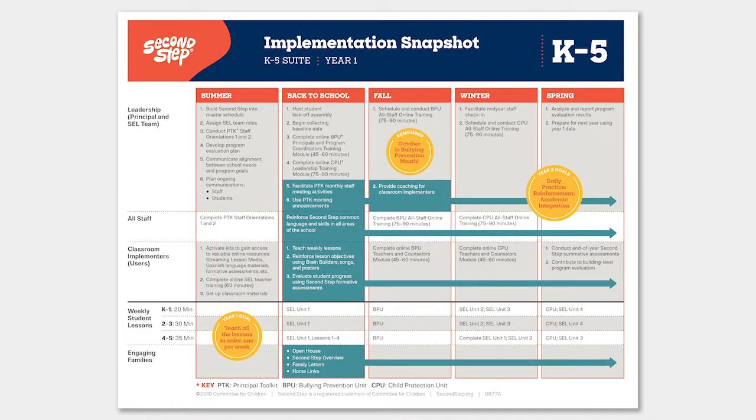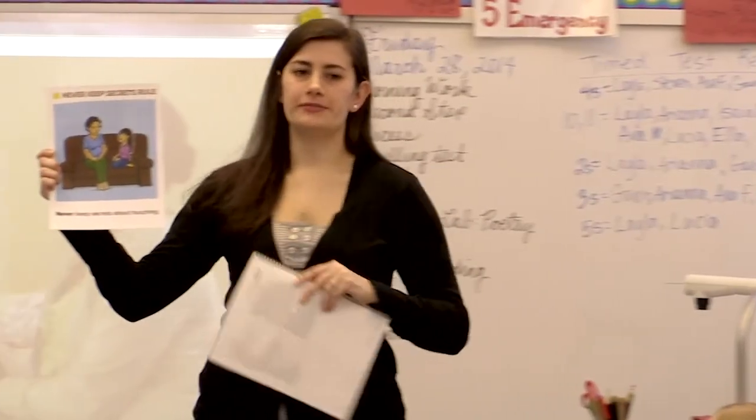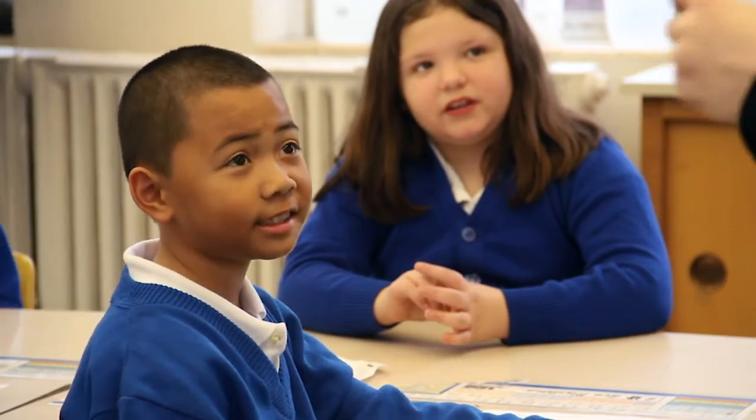For CPU, we recommend training staff in the winter and teaching the lessons in the spring. Given the sensitive nature of conversations about child protection, waiting until later in the year gives teachers an opportunity to build trust with their students and a sense of safe community in their classrooms.